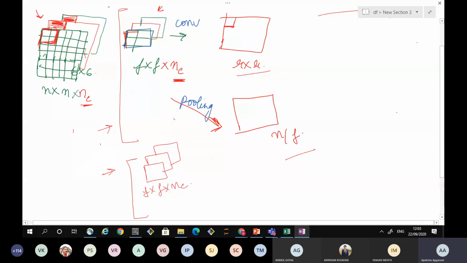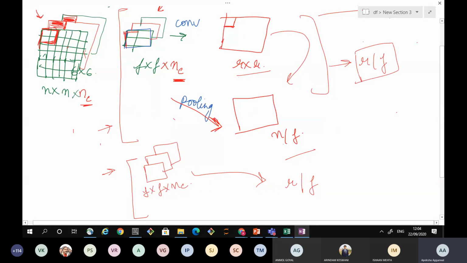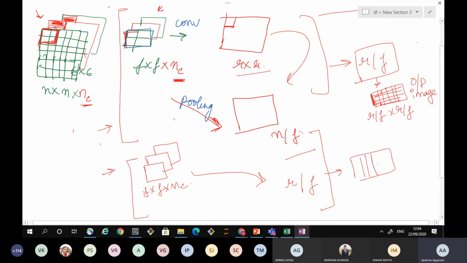So the output that I get after applying convolution and after applying pooling, the final size that I will get is basically r by f over here. So final size after applying these two, I will get something r by f, right? Image size would be r by f cross r by f, right? The final output image would be something r by f and r by f. This is my output image. Okay? So over here, if I am repeating the process again, I would again get an r by f size image.